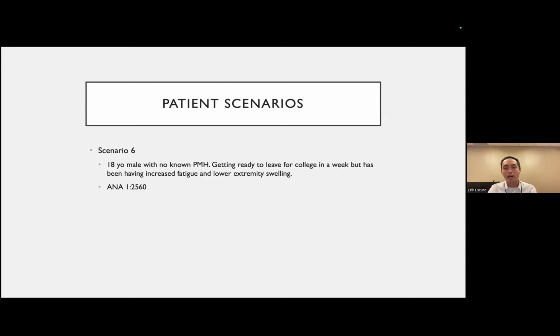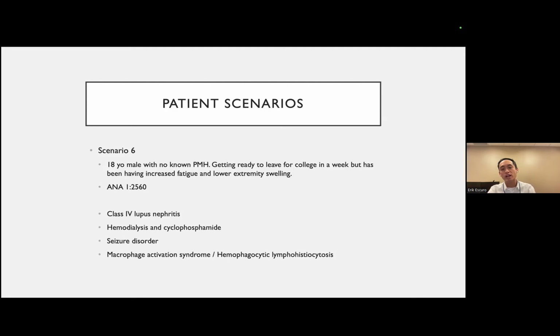His ANA, while they were waiting for a kidney biopsy, came back really high at 1 to 2,560. And if you think back to that chart earlier about how likely it is that he has a disease, it's over 50%. That kidney biopsy showed class 4 lupus nephritis, which basically just proves body-wide lupus. Unfortunately, from there, he did require dialysis and cyclophosphamide, so like true chemotherapy. Unfortunately, after that, he developed a seizure disorder and was diagnosed with macrophage activation syndrome. So he was readmitted to the hospital. We thought he was going to pass away, but thankfully he didn't.